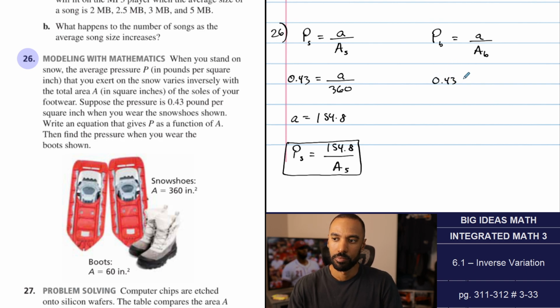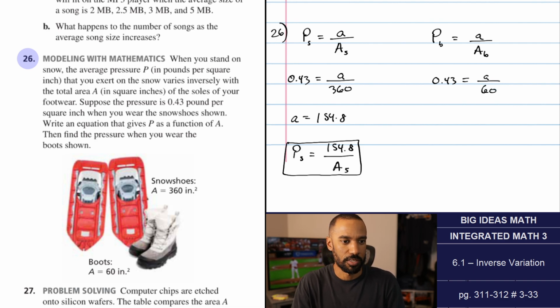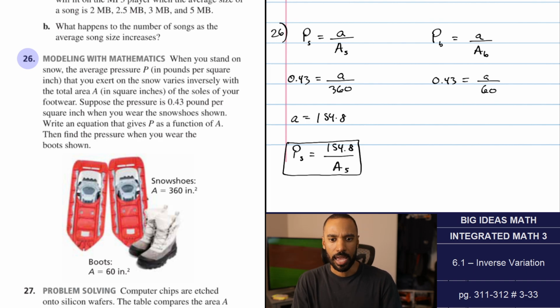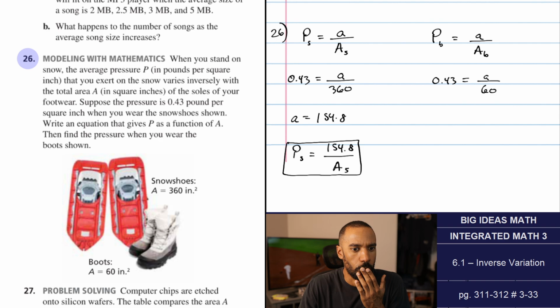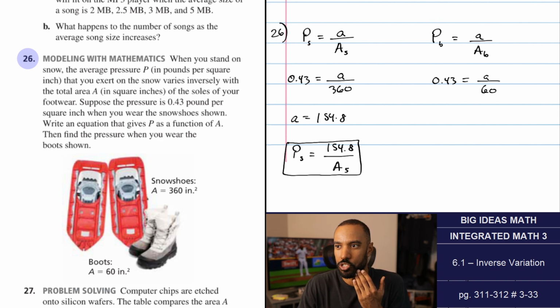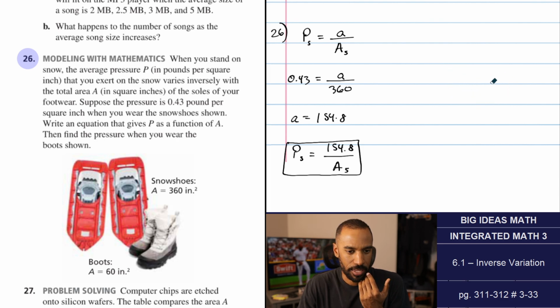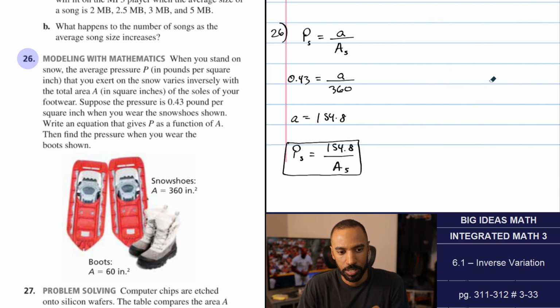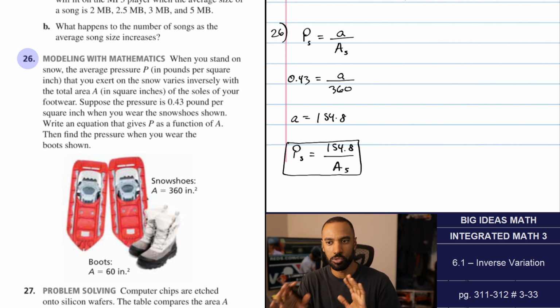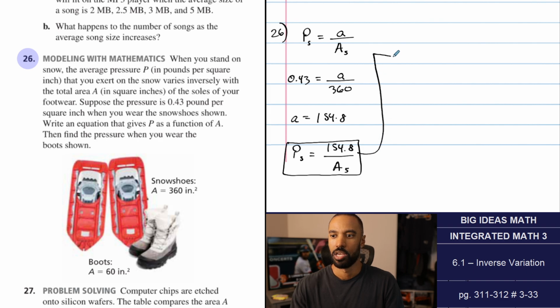The boots area we're talking about is 60. And should be 1/6 of that. So I'm just going to divide this number by 6. And we're getting, then find the pressure when you wear the boots shown. Oh, I got it. Boots are a kind of snowshoe. So what they're saying is when you wear these boots, certain kind of snowshoe, we now use that. So I'm only using this one constant of variation. I thought we were doing 2 different equations. So now don't worry about the P sub S and A sub S stuff. This is just pressure of any snowshoes and then the area of any snowshoes. Boots are a kind of snowshoe.